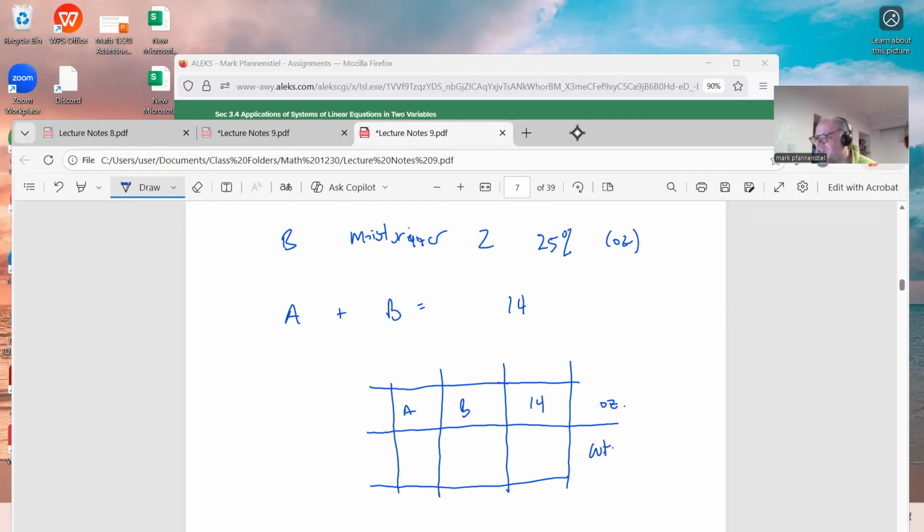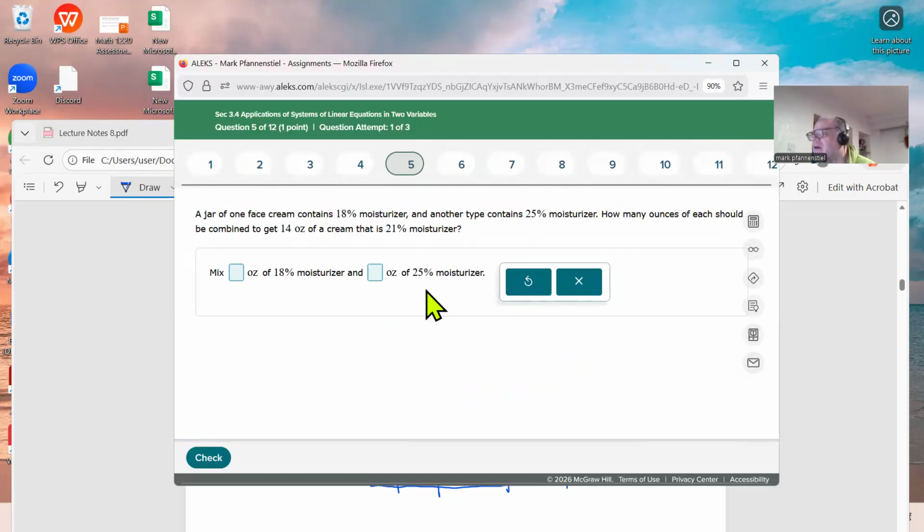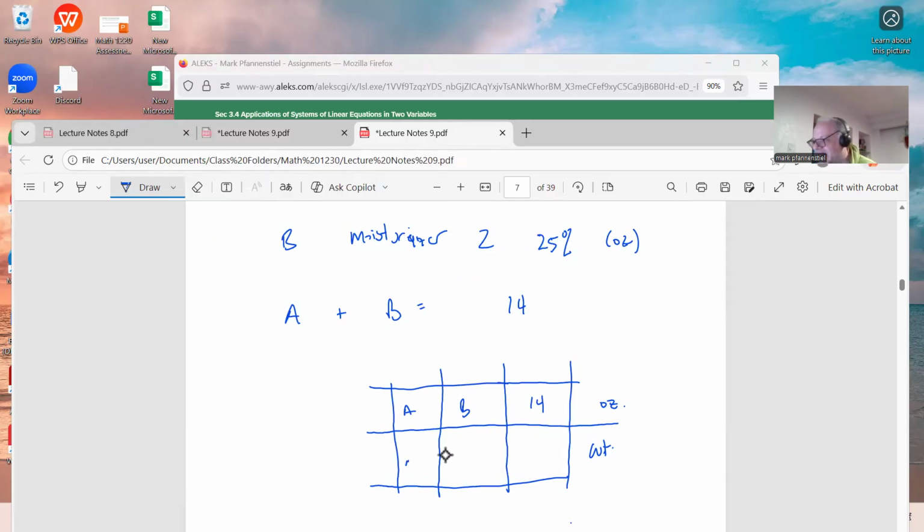Then the next thing I'm going to do is write down the percent, like how much of the stuff is in each moisturizer. I want to copy everything. So we're going to say, for the face cream rather, one has 18%, the other has 25%.